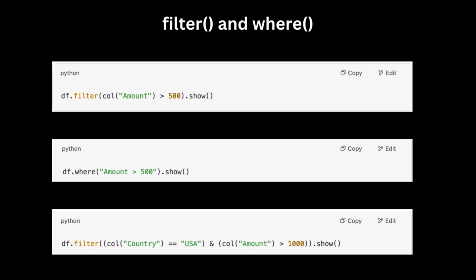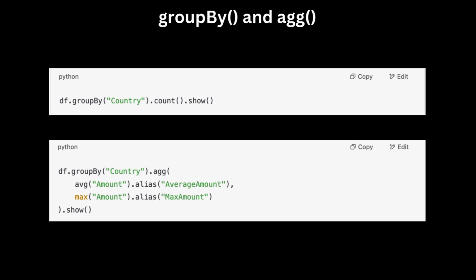They're functionally equivalent. All right, now it's time to talk about one of the most powerful combos in PySpark, groupBy and agg. These functions allow us to summarize and aggregate our data, just like the GROUP BY clause in SQL. Let's say we want to find out how many orders were placed in each country. Here's how you'd use groupBy with count. This will return each country along with the number of rows or orders associated with it.